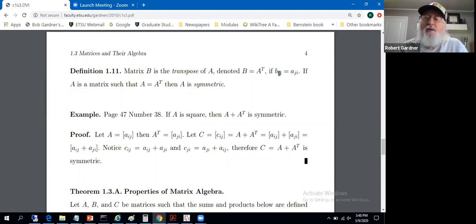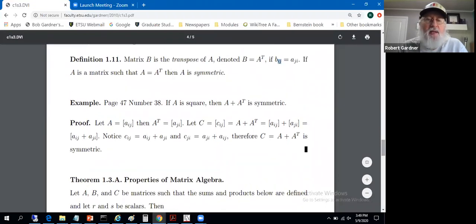By the way, if i and j were the same and you swap i and j, as you do with a transpose, I don't change anything. The diagonal elements will stay right where they are. And the symmetry that you're getting from these matrices is symmetry with respect to the main diagonal. The entries above the main diagonal will be mirror images of the entries below the main diagonal.